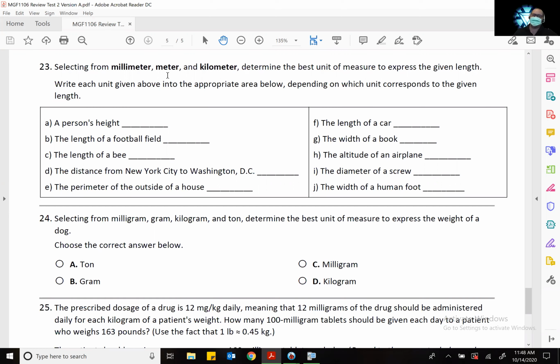So a person's height, what will we measure that in? Meters. You got it. Because it's like feet and yards. What about the length of a football field? Also meters. The length of a bee would be millimeters because these are tiny. That's right. And distance from New York City to Washington D.C. would be kilometers because it's quite a big distance. And the perimeter outside has to be meters.